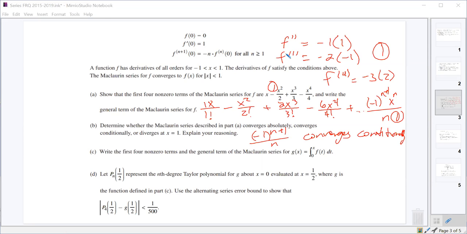And then they gave you 2 points. 2 points for saying that it converges conditionally with a reason. So you like the alternating series test, but absolute value diverges by p-series.